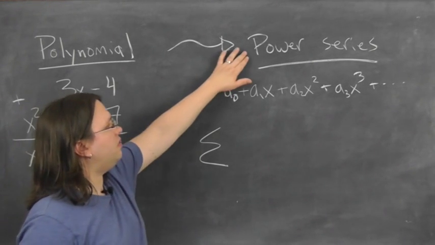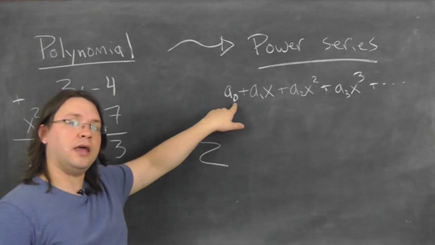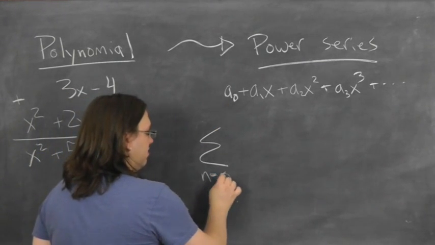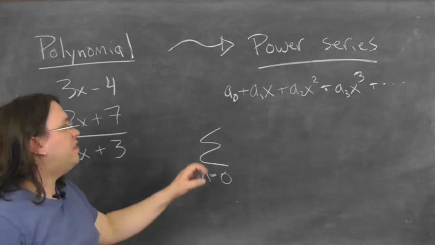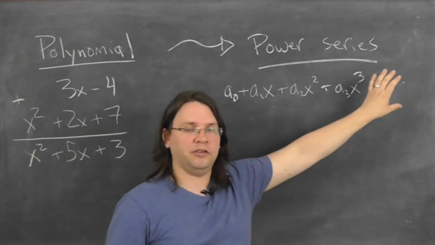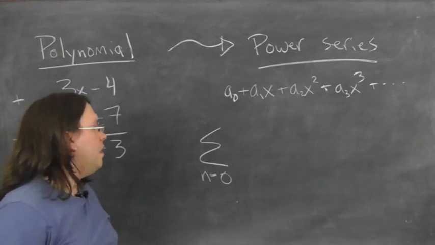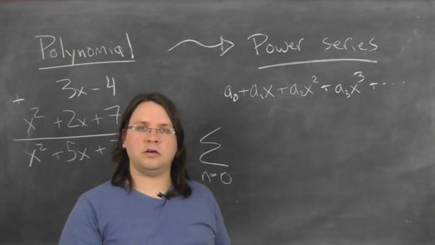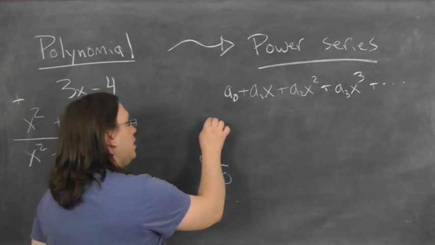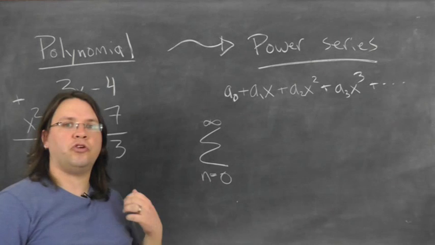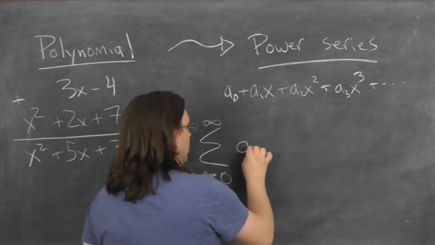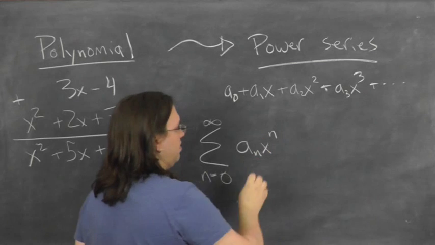So for a power series, we're always going to start at 0. So I'll use n as my index. I start at n equals 0. I said that we don't ever stop adding terms together in a power series. That means the upper index, which normally would be something like 10, instead now we'll write infinity. And that just means keep adding terms forever. And the terms we're adding are a sub n x to the n.